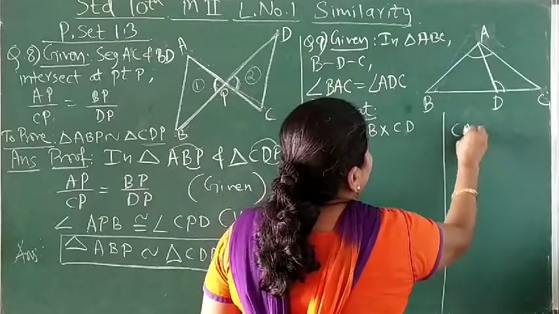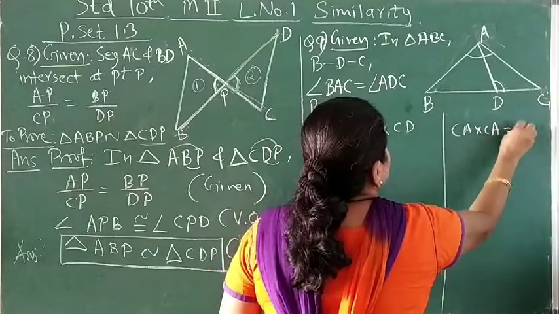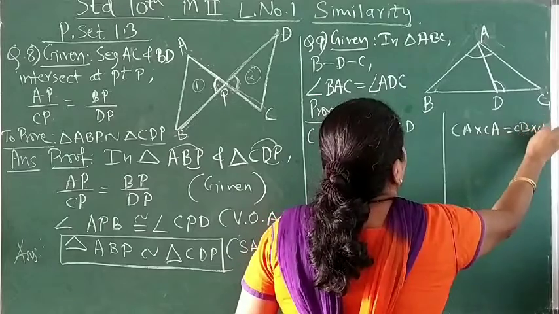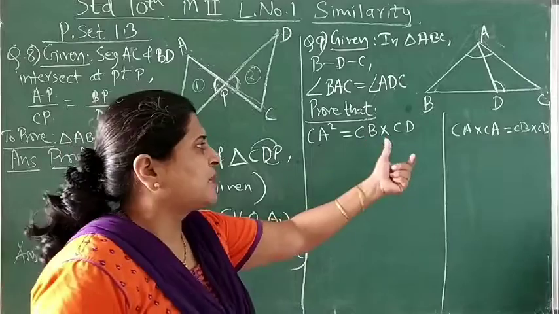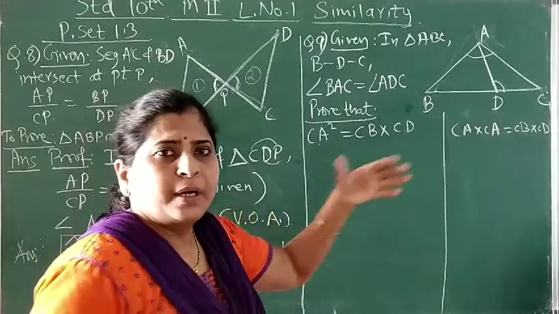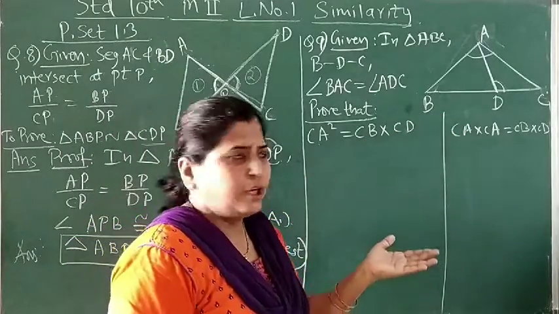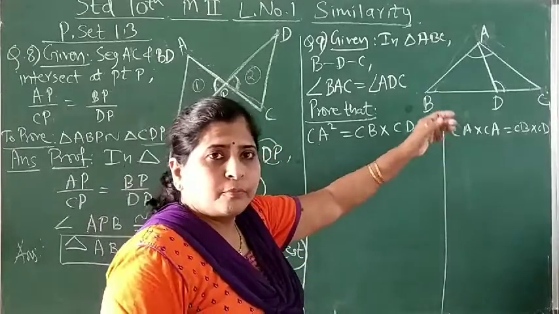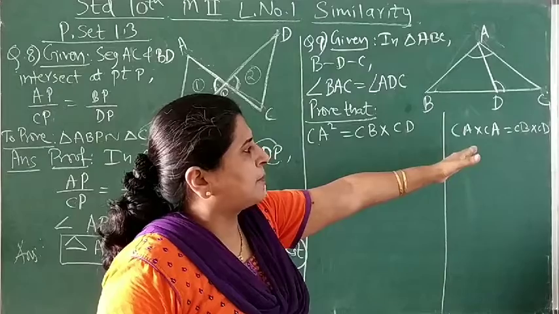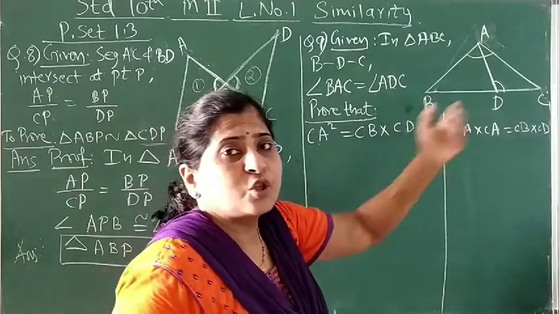We have to prove CA into CA, that is CA square is equal to CB into CD. Now here we cannot use the product of these two segments equal to product of the other two. But as we have seen in the previous video, if we want to prove this, we have to try to prove that these four segments are in proportion, means their ratios are equal.